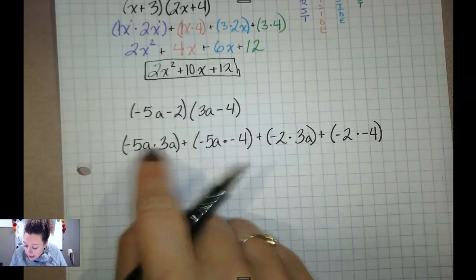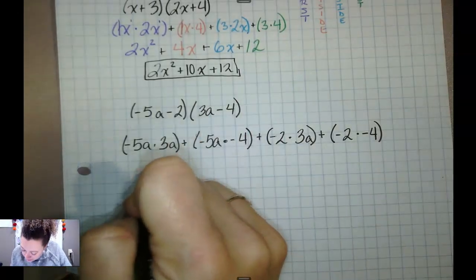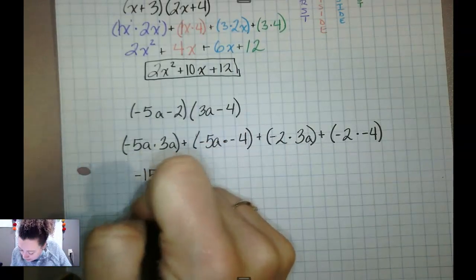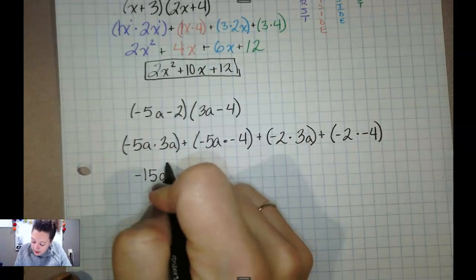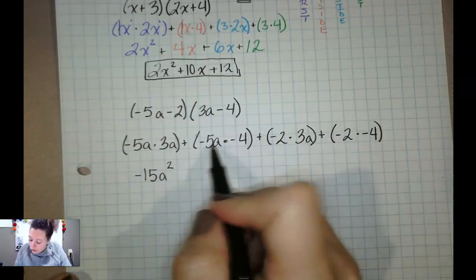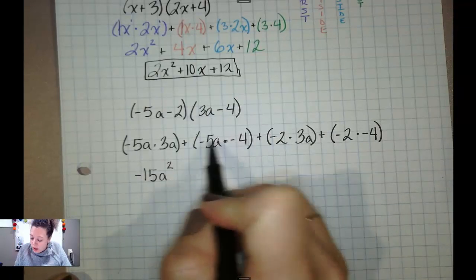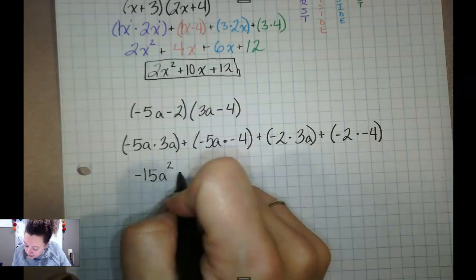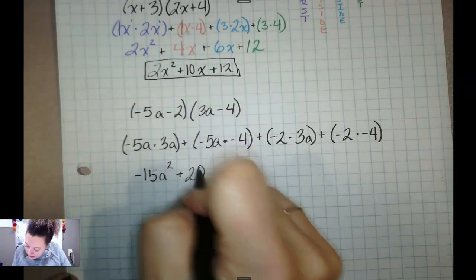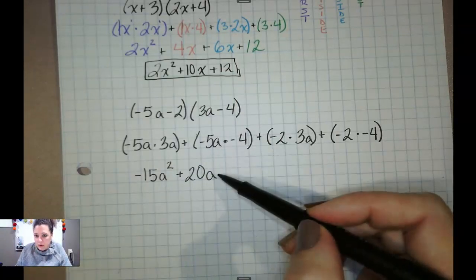So here, I'm going to take negative 5 times a positive 3. So negative times a positive makes a negative product, so negative 15. And then a times a is a squared. Over here, we then have negative 5a times negative 4. So negative 5 times negative 4, two negatives make a positive. So it's going to be a positive 20a. Don't forget the a. We don't want to leave that out.